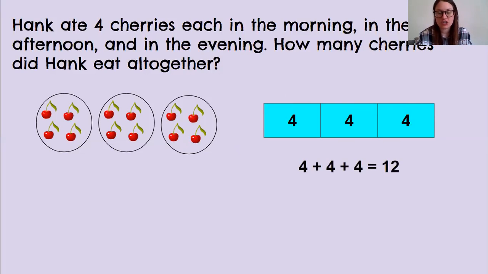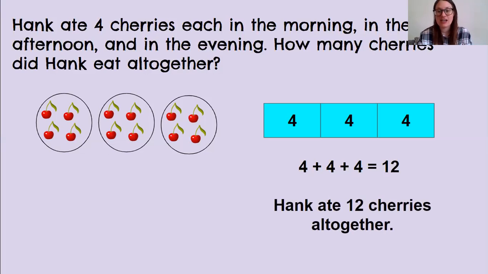So our repeated addition equation is the 3 groups of 4, which gives us 12. Again, you could count each one individually, or you could skip count. What I like to do is see if I can make pairs out of my addends, which I can. 4 and 4 is 8. And this 4 is all by itself, so I'm just going to add it to the 8. 8 plus 4 is, you got it, 12. So if we are writing about it, we would say Hank ate how many cherries? Yep, 12 cherries all together.